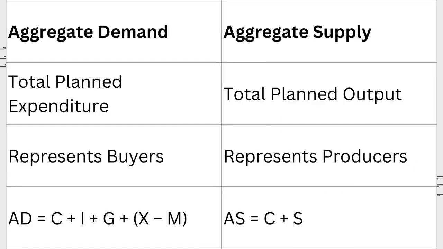Now students often confuse aggregate demand and aggregate supply. The easiest way to remember them is: aggregate demand represents the buying side of the economy, whereas aggregate supply represents the producing side of the economy. Consumers, businesses, government and foreign buyers create demand. Producers and firms create supply. So the economy remains in balance when the amount people want to buy is equal to the amount producers want to sell. This condition is called equilibrium. We'll study it in detail in the next part of the chapter.